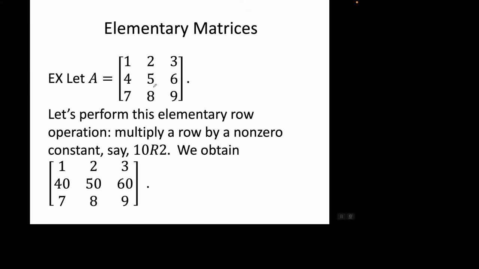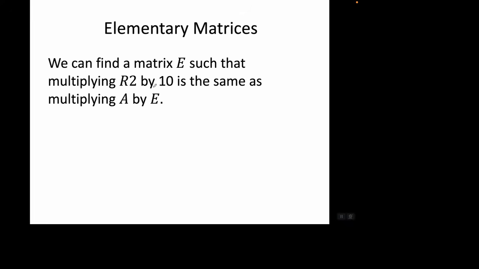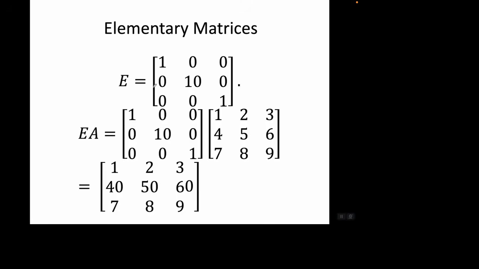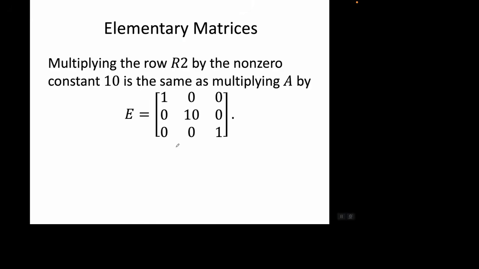Let A be the same matrix. Let's perform this elementary row operation. Multiply a row by a non-zero constant, say 10 times R2. We obtain 1, 2, 3, 40, 50, 60, 7, 8, 9. We can find a matrix E such that multiplying row 2 by 10 is the same as multiplying A by E. And that matrix E is 1, 0, 0, 0, 10, 0, 0, 0, 1. When we multiply A on the left by this matrix E, notice what we get: 1, 2, 3, 40, 50, 60, 7, 8, 9. Multiplying the row R2 by the non-zero constant 10 is the same as multiplying A by this matrix E.